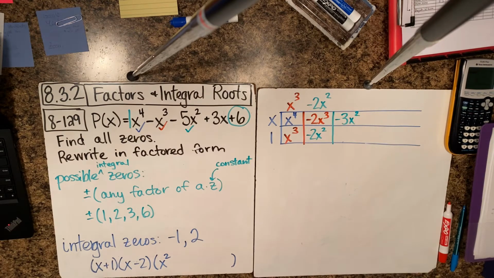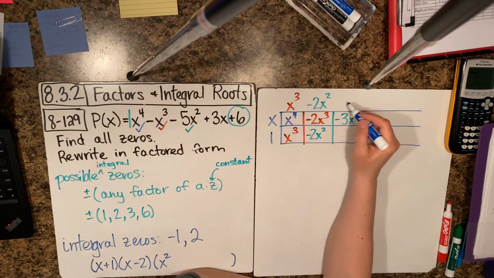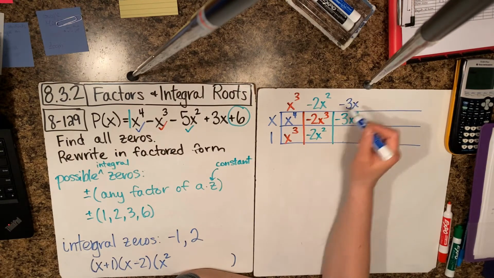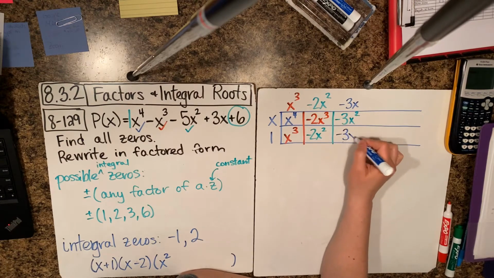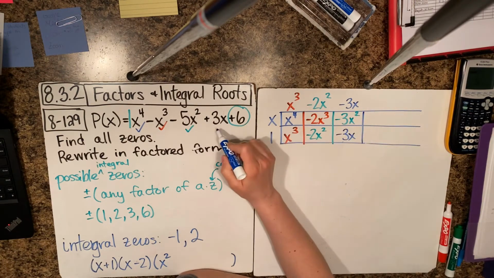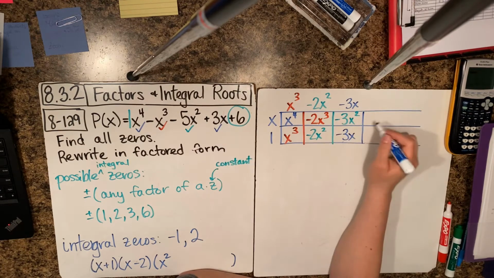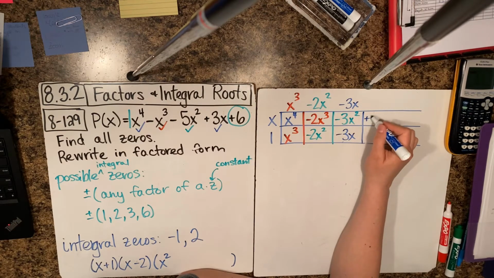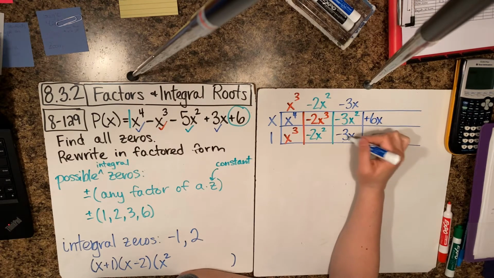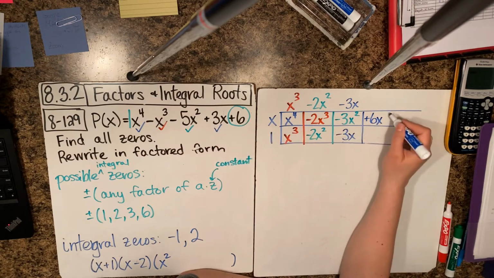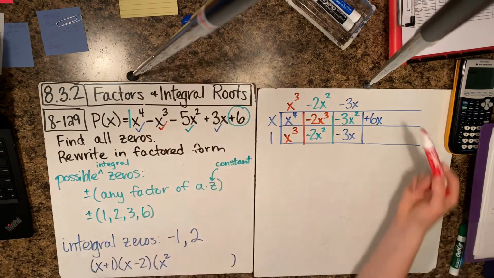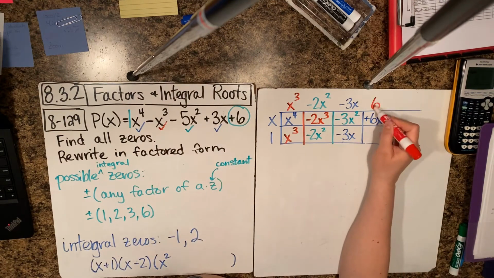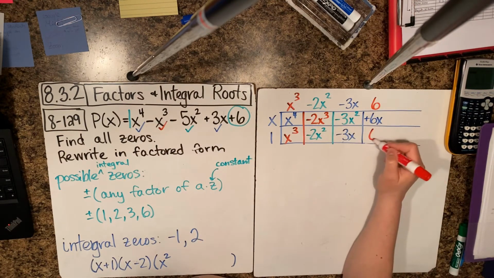And then I'm going to go to negative 3x times x gives me negative 3x squared. Multiply by negative 1, I get negative 3x. I'm supposed to have a positive 3x. So I have to add 6 because negative 3 plus 6 will give me my positive 3 that I'm looking for. Okay. Let's see, back to red. So this would be a 6. And this is a 6.